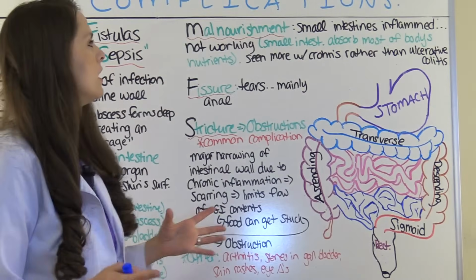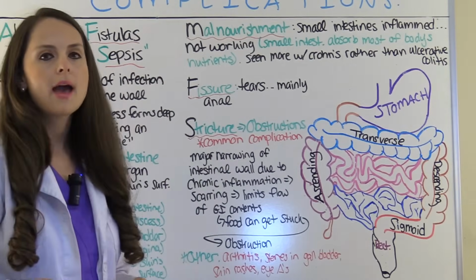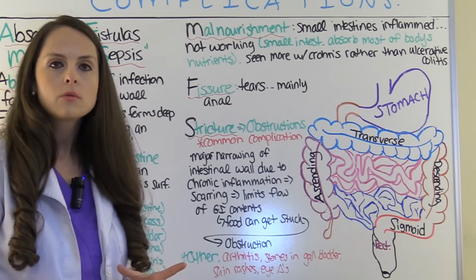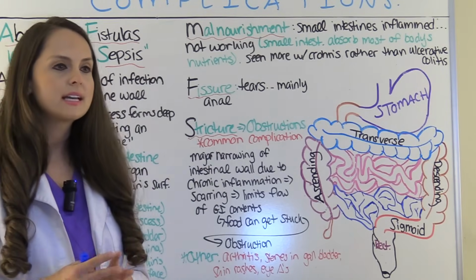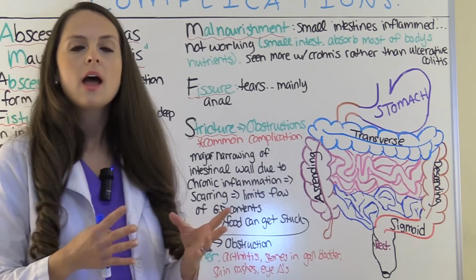Now let's look at another complication. M for malnourishment. Patients with Crohn's are definitely at risk for malnourishment issues. Why? Okay, let's think back to the little bit at the beginning of the lecture.